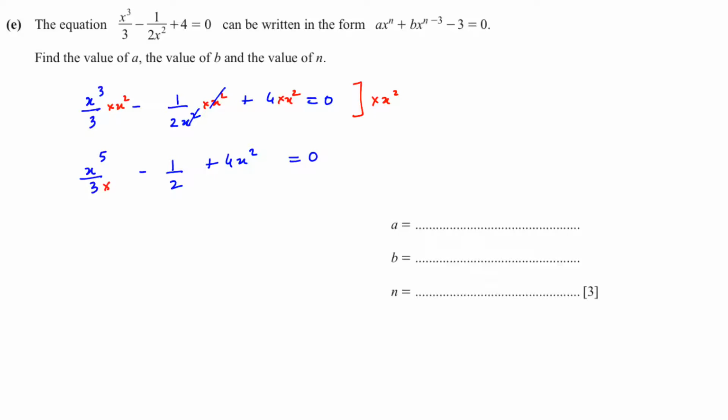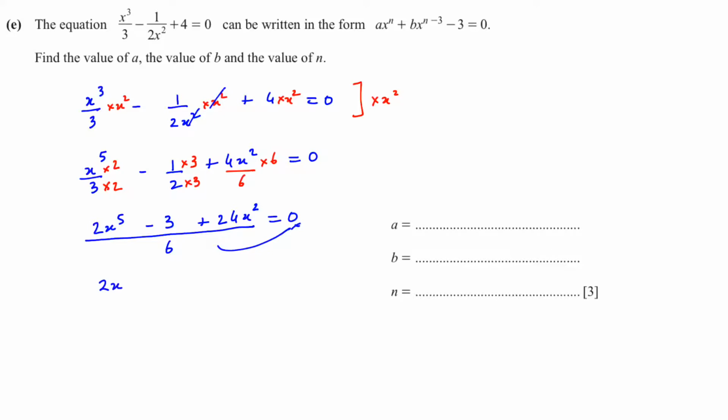How do we get 6? If we multiply 3 by 2, or 2 multiplied by 3, it is 6. If you multiply in the denominator, you also have to multiply in the numerator, so we multiply by 6 on the top also. Now we are just going to arrange it properly. You will get 2x to the power of 5 minus 3 plus 24x squared. Because they have a common denominator, you can write it as one fraction. 6 multiplied by 0 is 0. We are left with 2x to the power of 5 plus 24x squared minus 3 is equal to 0. So you can see that a is 2, b is 24, and n is 5.